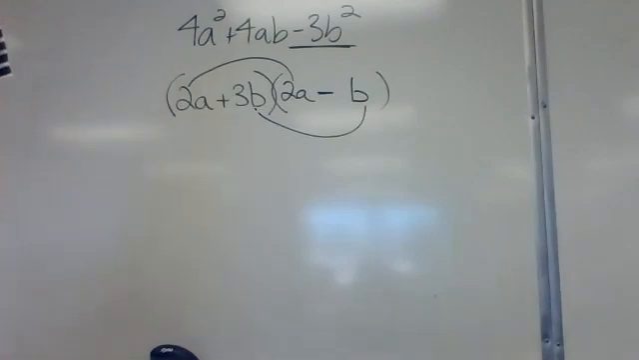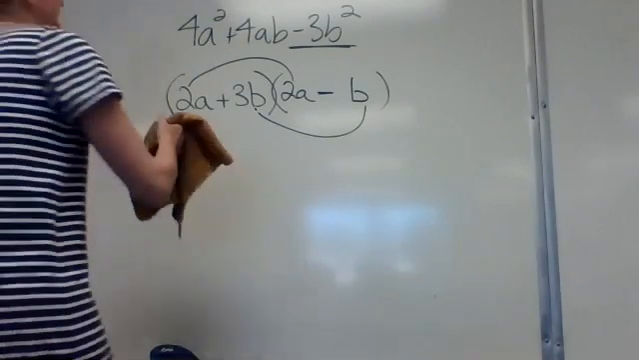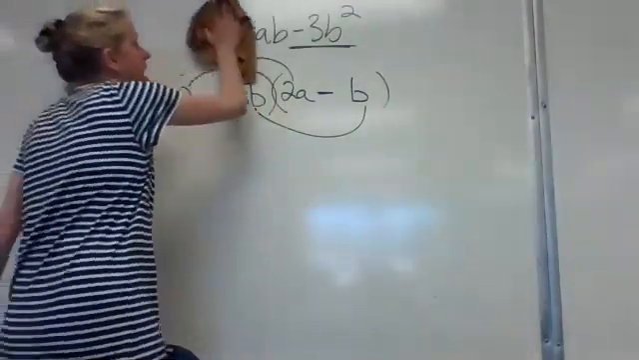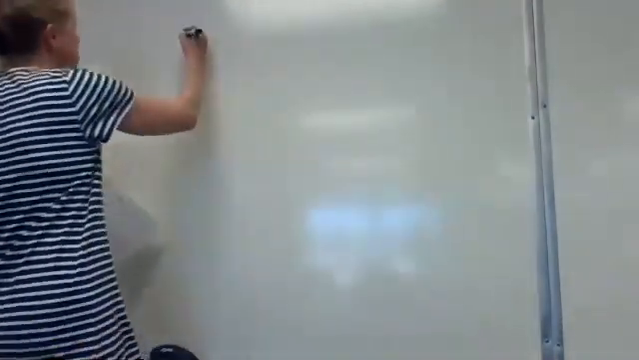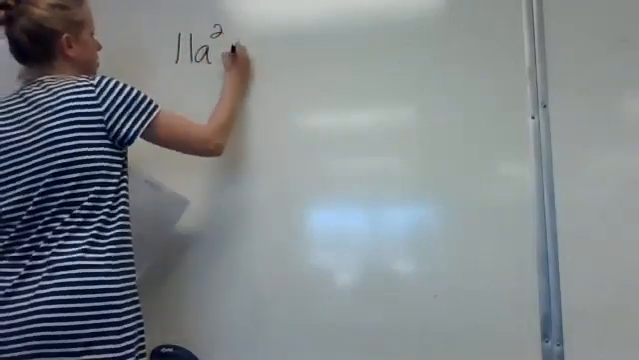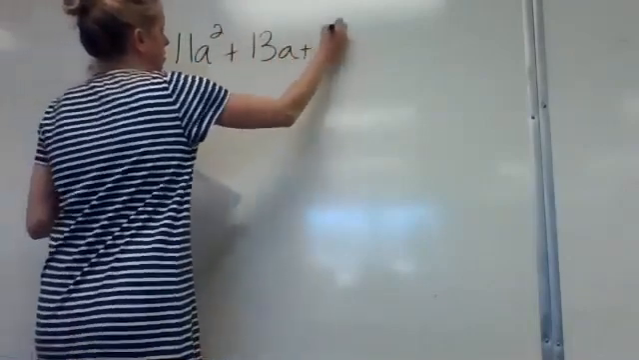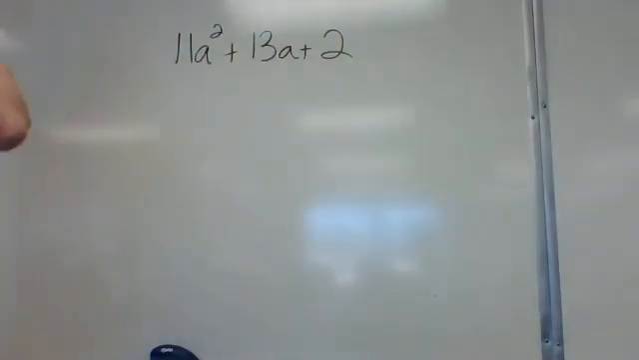All right, the rest of them are just to factor completely, doing the long method. So we're getting a lot of practice at this. Number 4, you've got 11a squared plus 13a plus 2. And it just says to factor it completely.